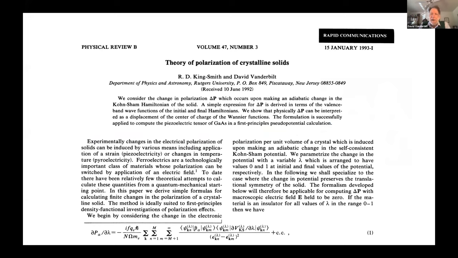I want to flash up the King-Smith Vanderbilt paper. Some people ask me why this didn't get into PRL. It was certainly submitted to PRL, but I have to admit, in retrospect, it was rather dryly written.